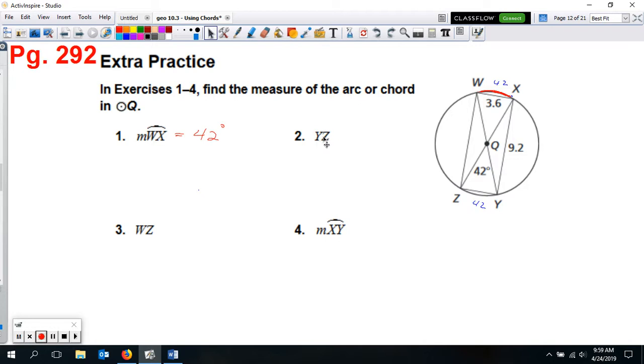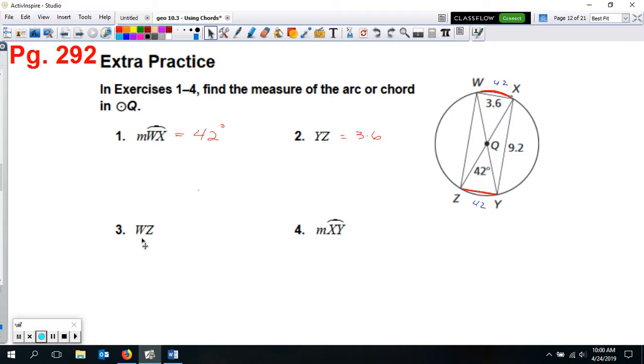Number 2, what's the length then of YZ? Just YZ here. So that's going to be just this little piece right alongside here. So in this case, if the arcs here are congruent, then the chords that go from W to X and Y to Z are also going to be congruent. So if this is 3.6, then we know that the other one is also 3.6. So that means our YZ is 3.6.